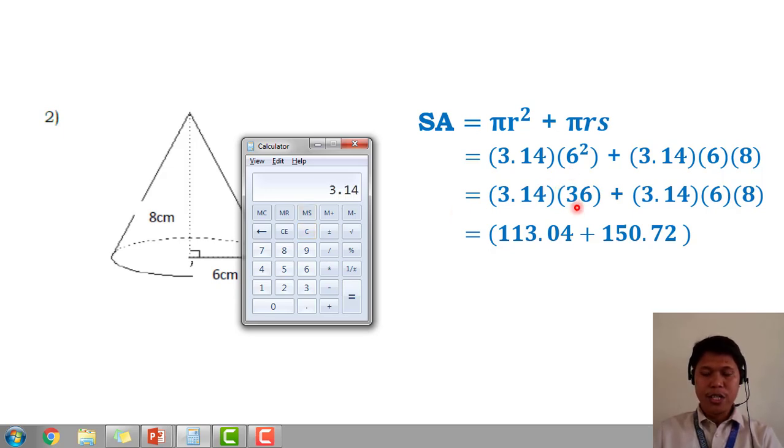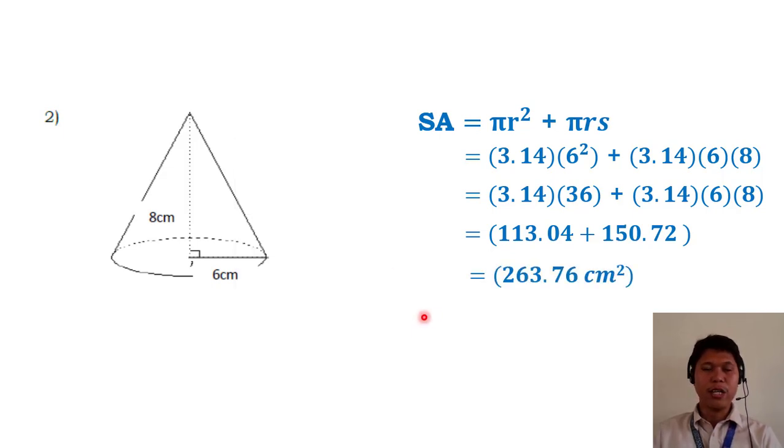We have 3.14 times 36 equals 113.04, which is correct. Okay, this one, 3.14 times 6 times 8 is equal to 150.72, correct? Plus this 113.04 is equal to 263.76. Okay, that's correct. So this is our surface area.